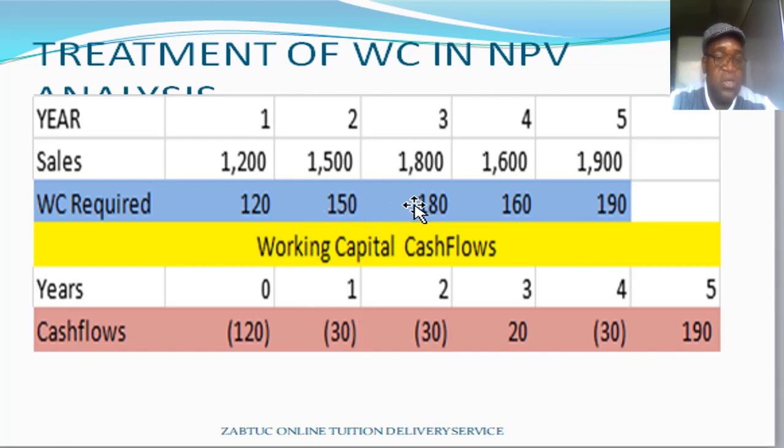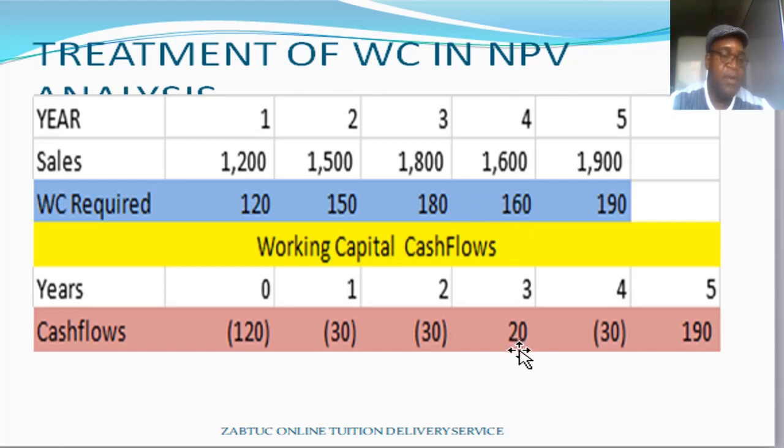Again, between these 2 years, we just need a top up, an increase from 150 to 180, which is a 30. That's what you put here. Now, here's what happens between year 3 and 4. The working capital requirement has dropped from 180 to 160. This drop is recovered, is considered as a cash inflow. So we've recovered from 180 to 160, and that is a 20 there.